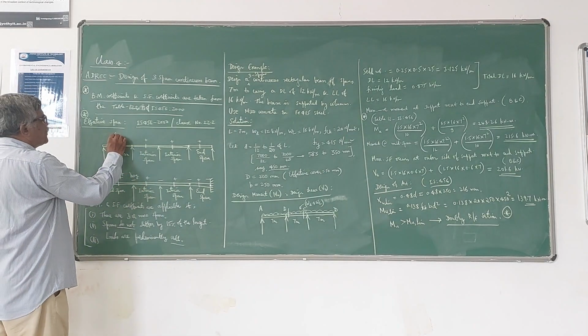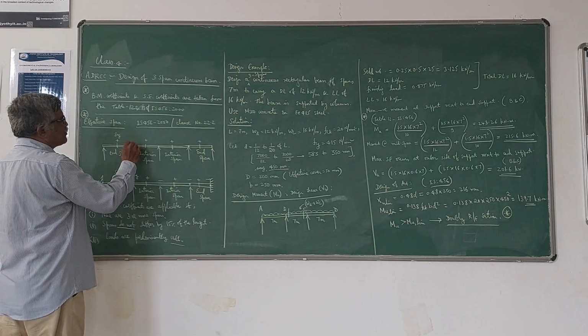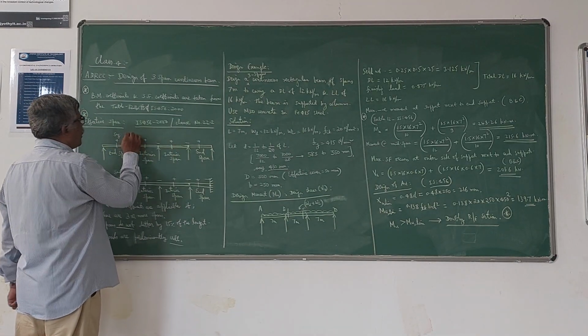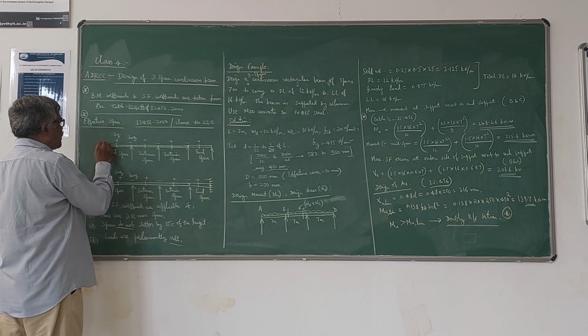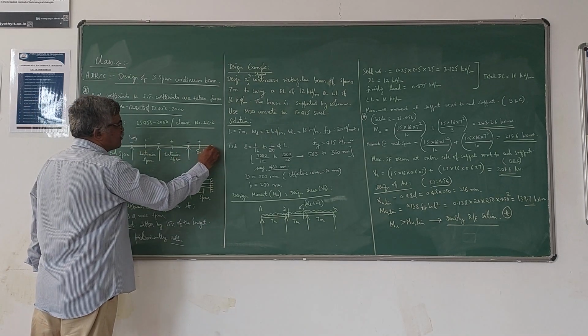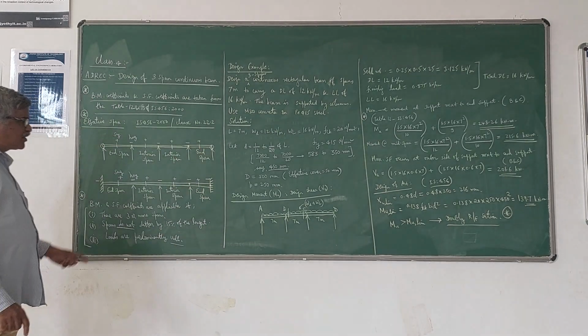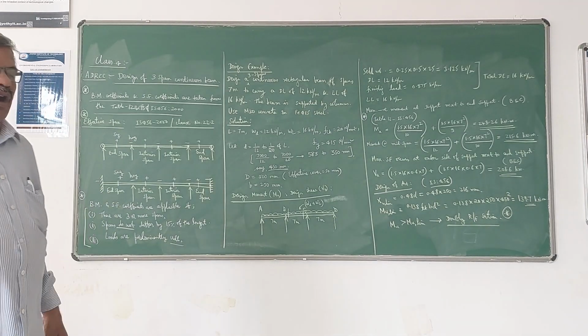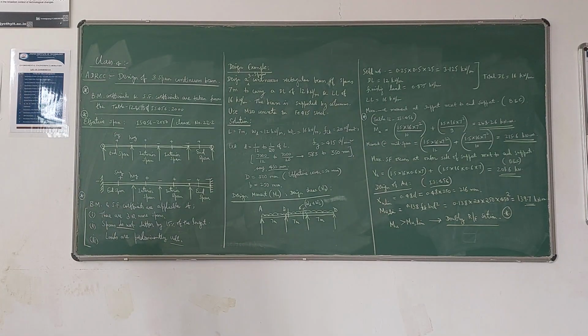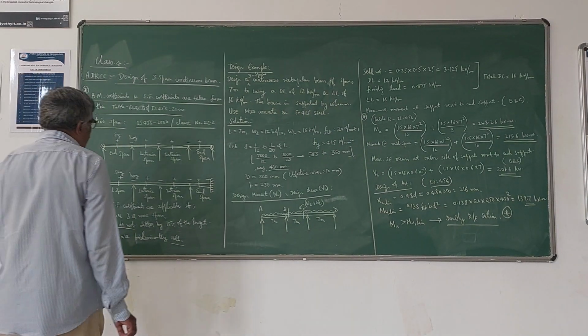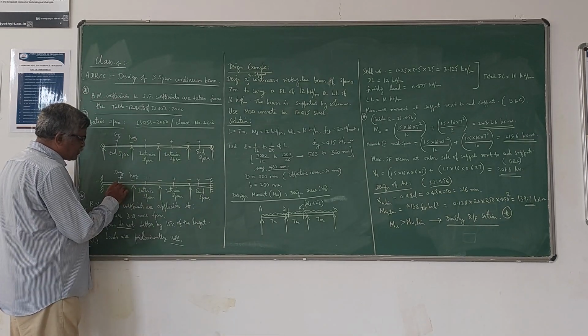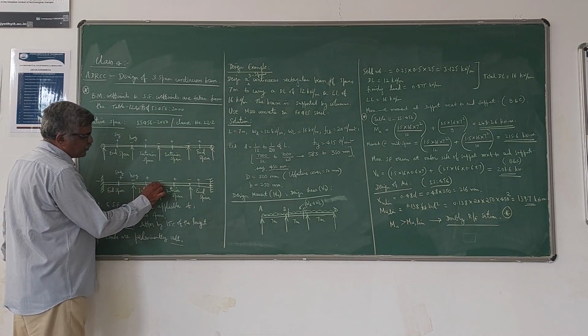Here also this is sagging, whereas this becomes hogging. At support it is hogging like this. Of course, here bending moment will not be there because it is a simple support, whereas in the case of fixed support you have hogging bending moment there also.